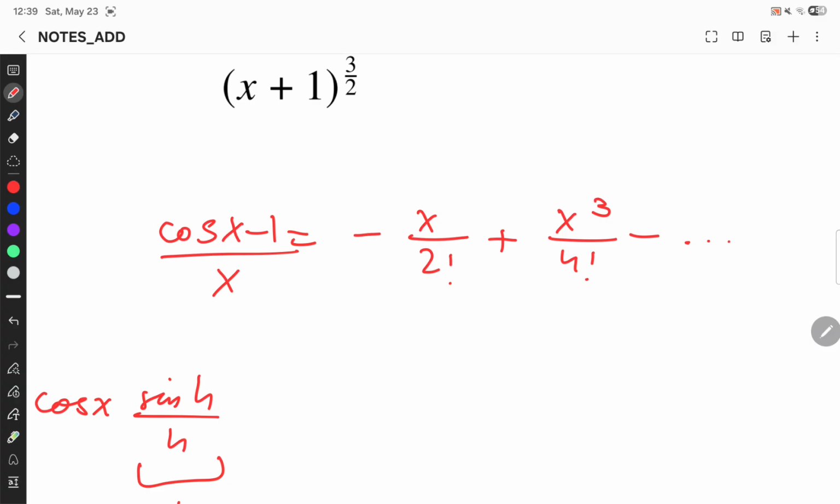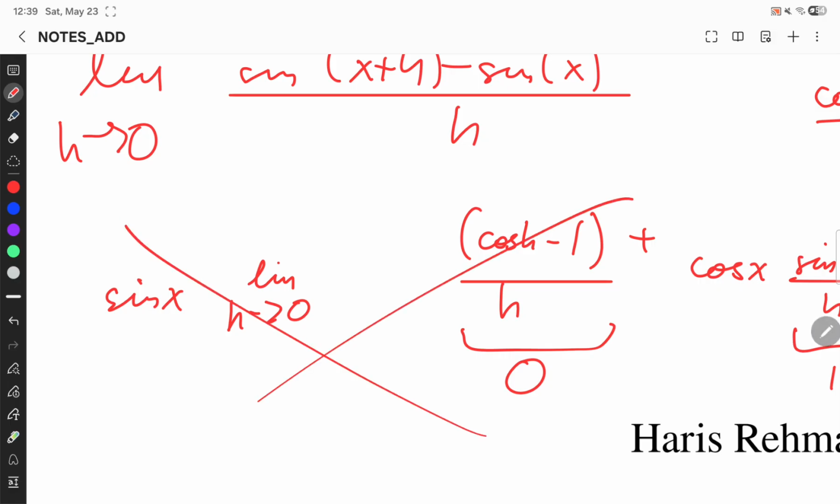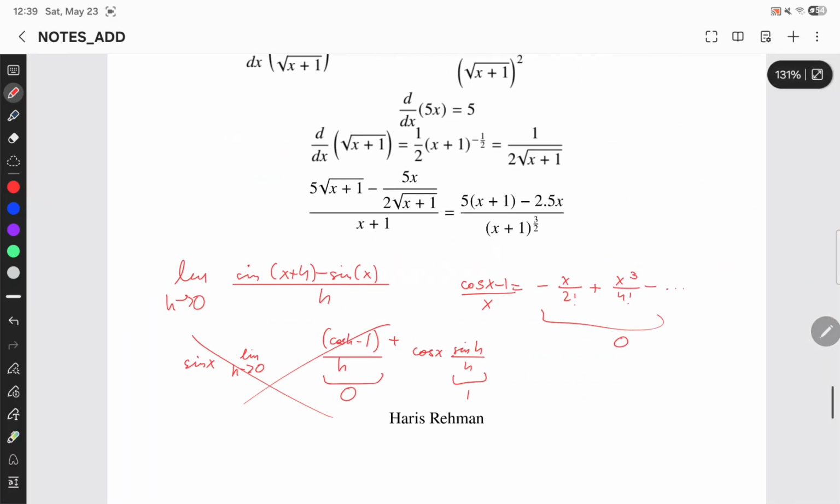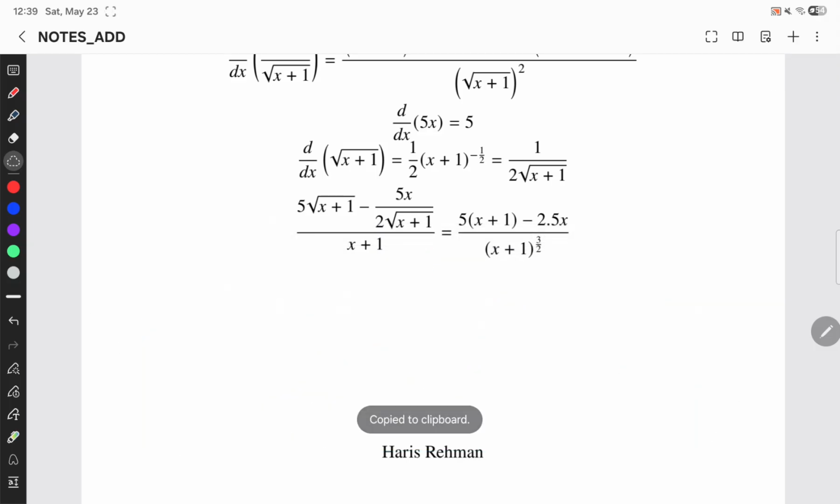If we plug in h equal to 0, we can safely say this all is equal to 0, because every term has an x, and when x is replaced by 0 as h approaches 0, this all turns into 0. So this limit is equal to 0. Okay, we factored out the sine of x, so the sine of x is also zero. So we are left with only cosine of x. That's why this converges to cosine of x.